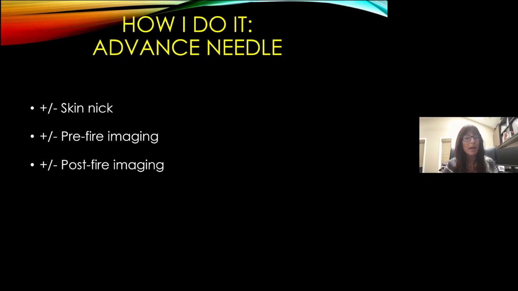Some cases I omit the pre and post fire imaging. With experience, I found that these are not always necessary and they do take time and they increase radiation dose. So I may skip the pre-fire and or the post-fire imaging if I feel comfortable that I'm in the right place. The target is large enough that I feel that if there's a slight movement with lidocaine, it's not going to make that much of a difference regarding success of the procedure.